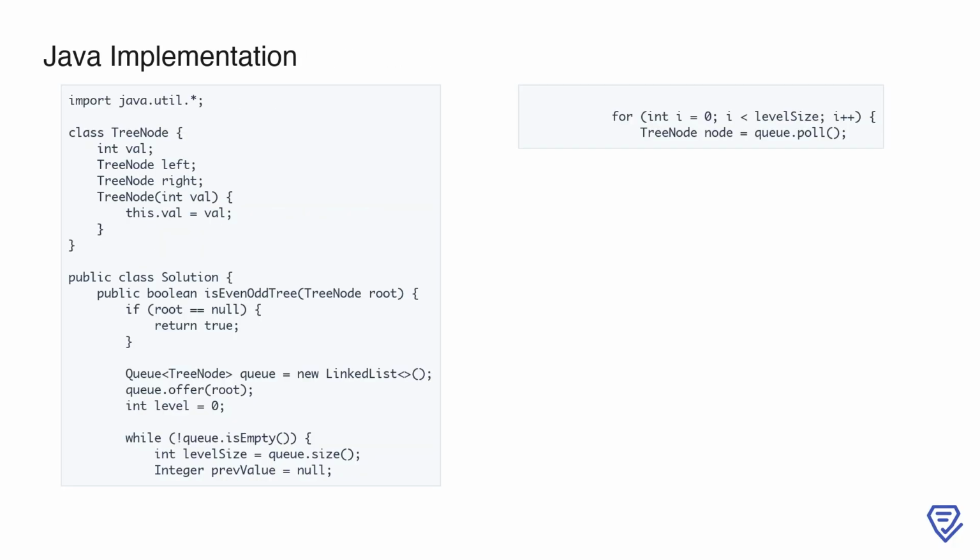levels. Here, we start by defining the TreeNode class, which represents each node in the binary tree. Each node stores an integer value, and has references to its left and right child nodes. Then, in the Solution class, we implement the method isEvenOddTree that checks if the given binary tree satisfies the conditions of an even-odd tree. We first handle the base case where the root is null. In such cases, the tree is trivially valid, so we return true. After that, we initialize a queue to facilitate level order traversal of the tree, starting by adding the root node to the queue. We also initialize a variable level to keep track of the current level of the tree during traversal, starting from level 0.